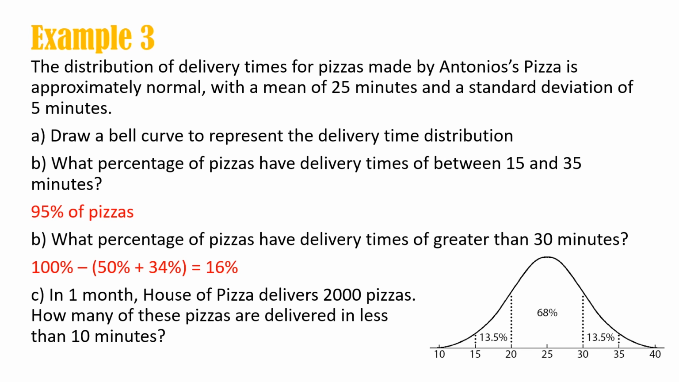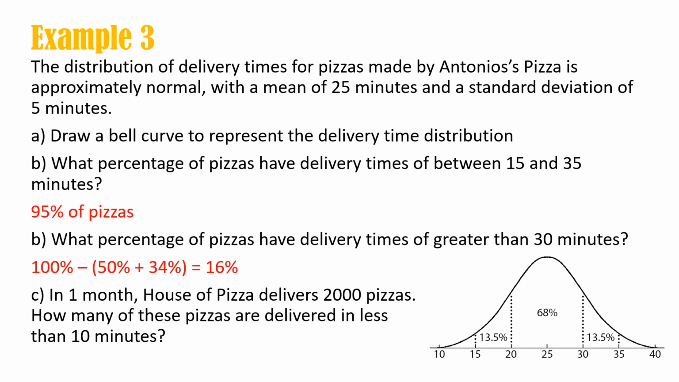In 1 month, the House of Pizza delivers 2,000 pizzas. Now, assuming they have the same distribution as Antonio's Pizzas, how many of these pizzas are delivered in less than 10 minutes? So remember how we had our 68, 95, 99.7? That 99.7 covers every pizza delivered between 10 minutes and 40 minutes. So that left us with 0.3% for both less than 10 and greater than 40.